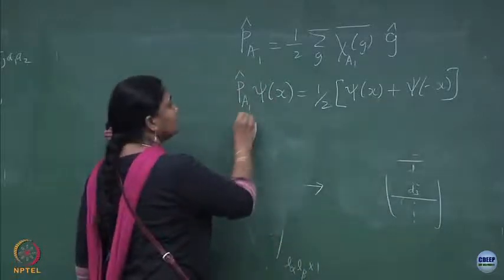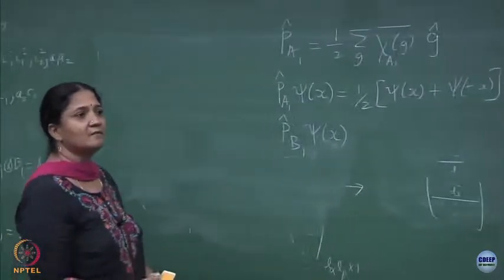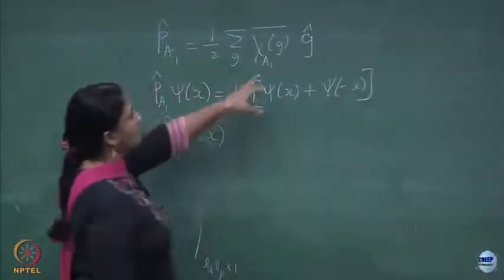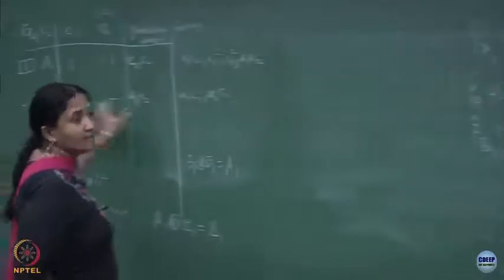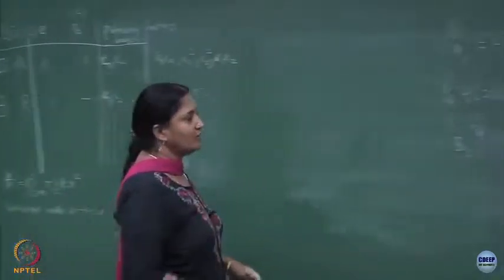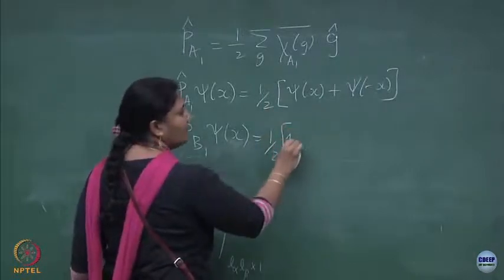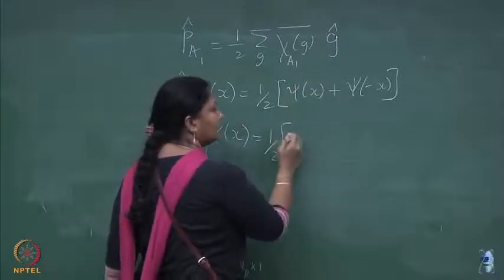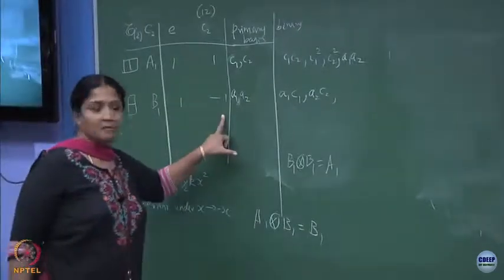Similarly, if you do the projection operator of B1 on psi of x, what will happen? This has to be replaced by B1. The B1 character table is 1 and minus 1. So what will the thing be? The first element, for the identity element, is plus 1. The G operator is an identity operator, so that will remain as psi of x. The second element, the character for the B1 irrep, is minus 1.